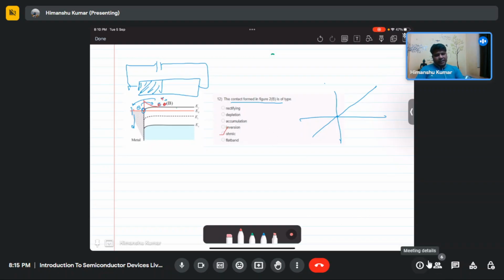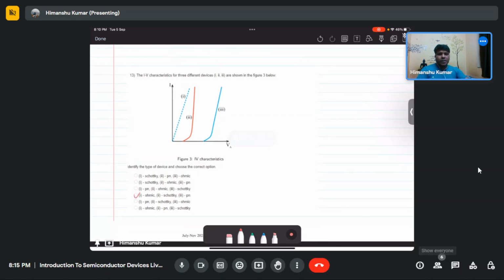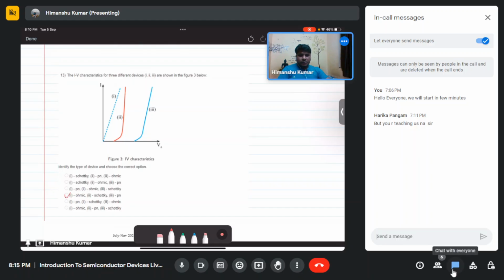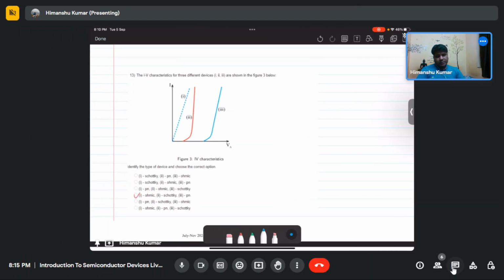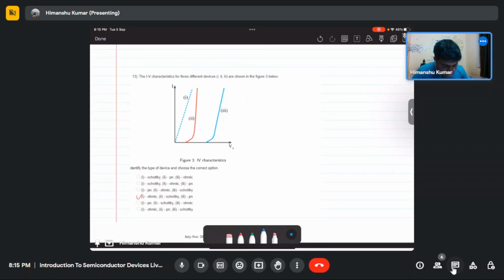Okay, so is there any doubt? Even if we maintain this equilibrium, then this kind of ohmic characteristic will hold. Is there any doubt up to now? Okay, so if there is no doubt, let's just move to the next problem. The IV characteristics for three different devices, first, second, and third, are shown in figure 3. We need to show which kind of contact it is.